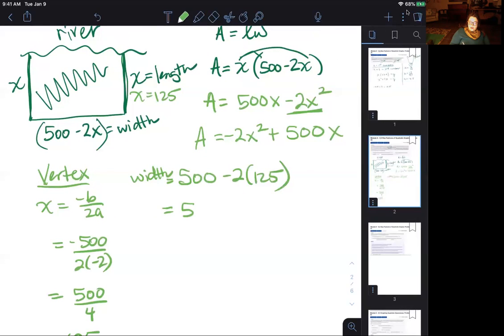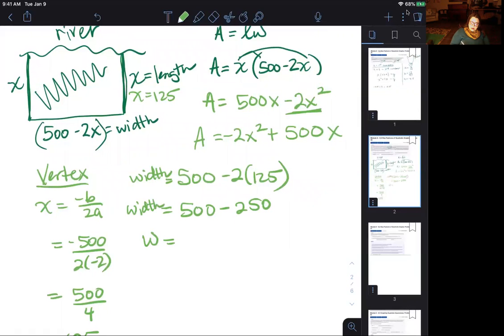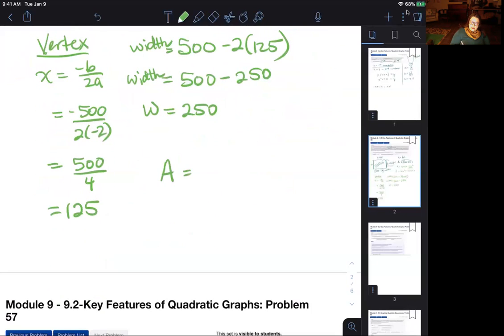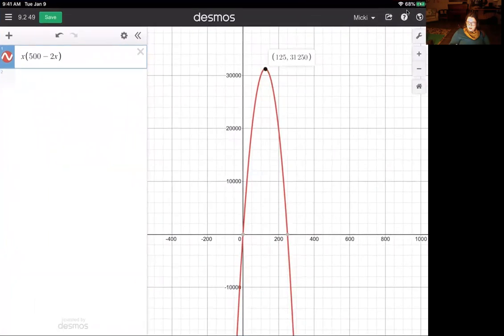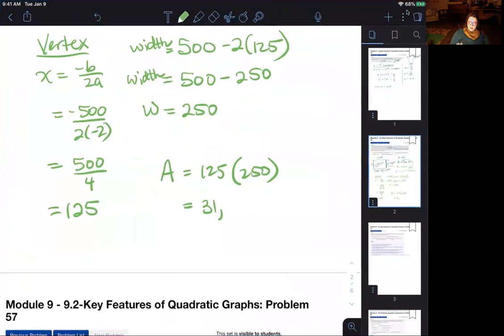And so we get 500 minus, oops, what's double 125? Isn't that 250? And then the width is equal to 250. So then the area is going to be 125 times 250, and that's where we get the 31,000, what was that? 31,225. So that's what you should get if you multiply those together.